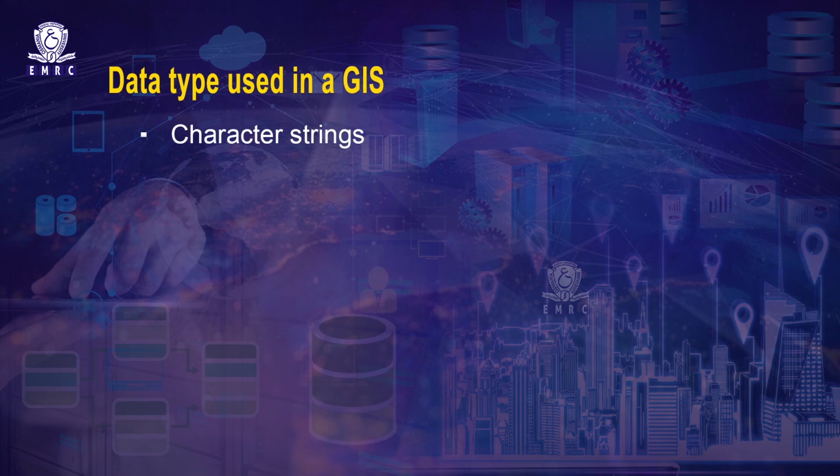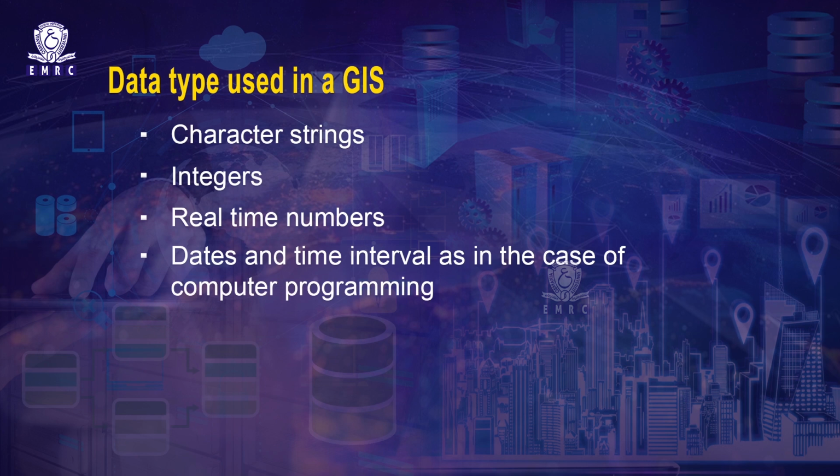One method of defining attribute data is by the data types allowed in a GIS package. The data types used in a GIS include character strings, integers, real numbers, dates and time intervals, as in the case of computer programming. Here, each field in an attribute table is defined with a data type, which applies to the domain of the field. The second method for defining attribute data is by a measurement scale.